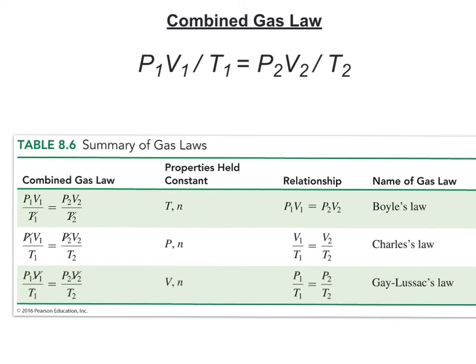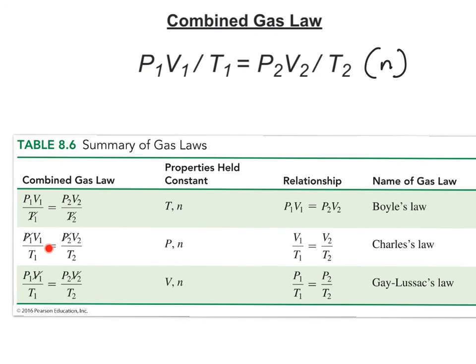The pressure, volume, and temperature relationships of a gas can be combined in one law called the combined gas law, which states that the product of the initial pressure and volume over the initial temperature is equal to the product of the final pressure and volume over the final temperature, as long as the amount of gas is kept constant.